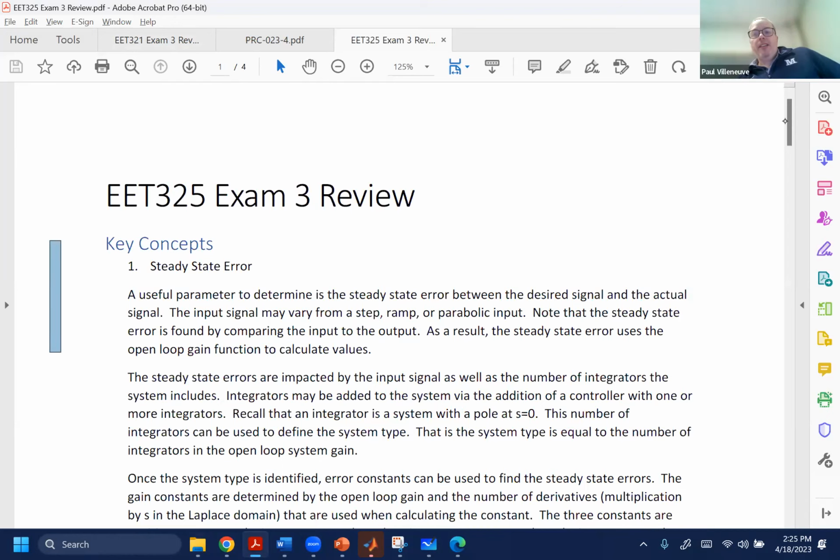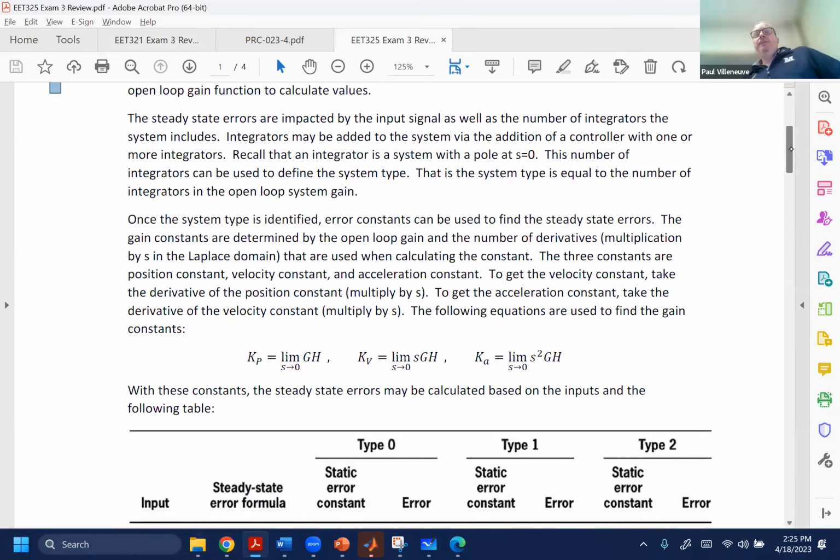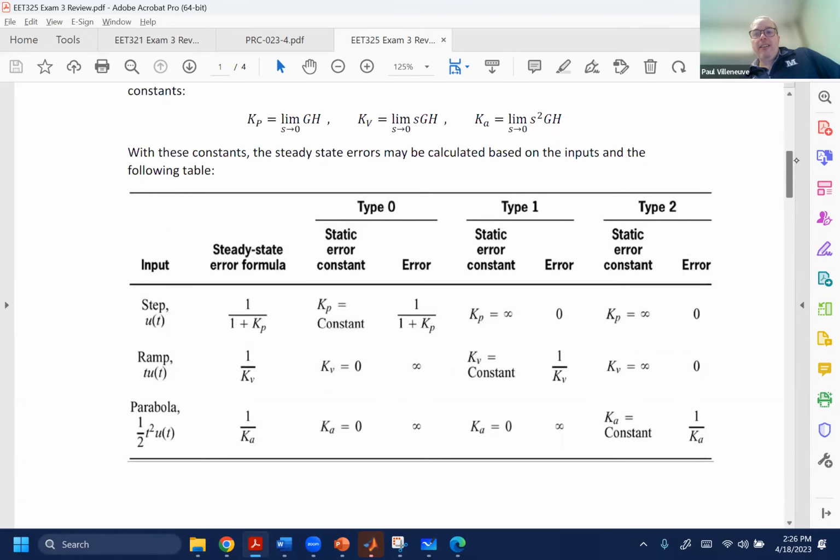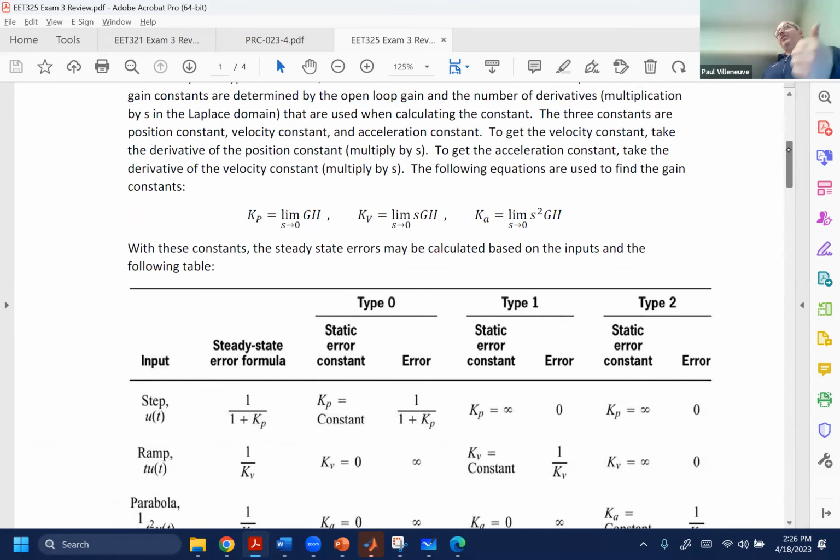And here is all our stuff. Steady state error. The way that you solve for steady state error, we did this in lab, figure out the system type. The system type is the number of integrators at s equals 0. Once you know the number of integrators at s equals 0, then you can proceed and use this table to calculate your position constant, your velocity constant, your acceleration constant. Yes, sir. Okay, so will this table be provided on the exam? Yes. Okay, thank you.